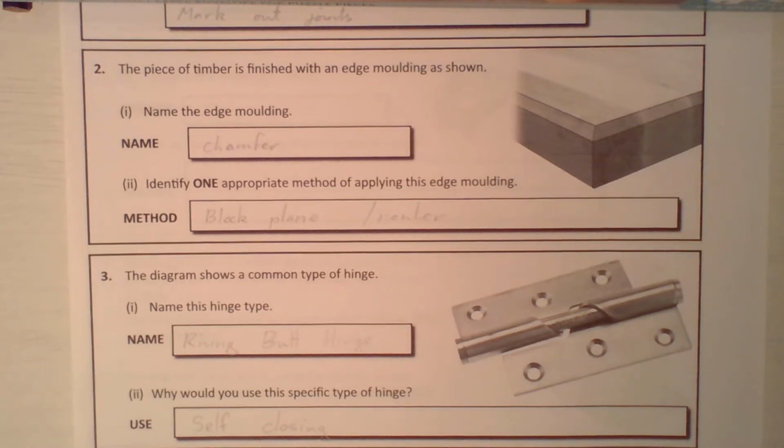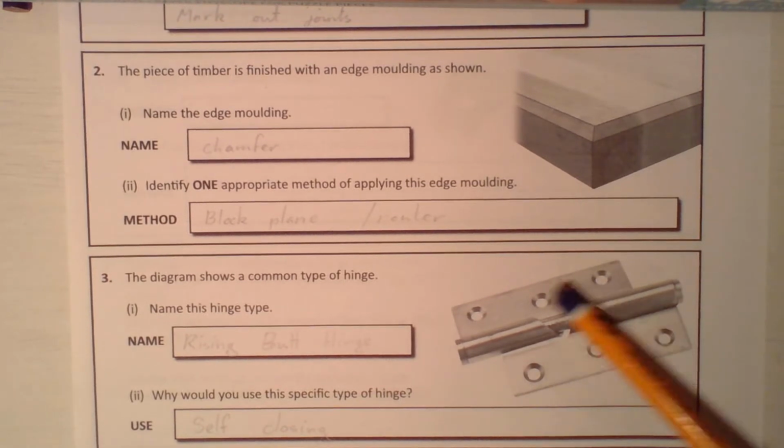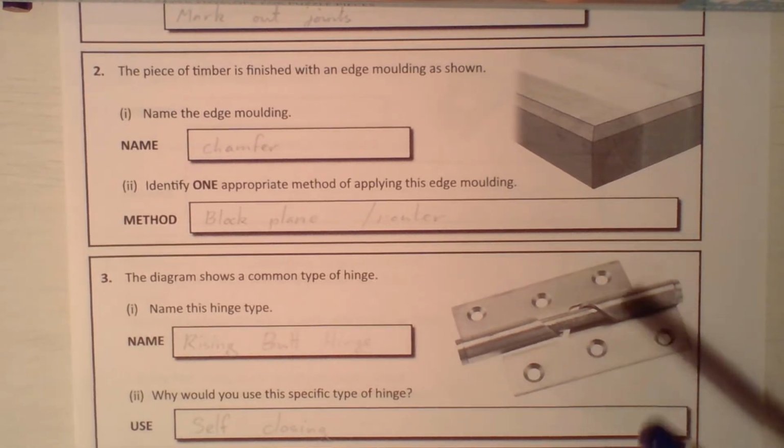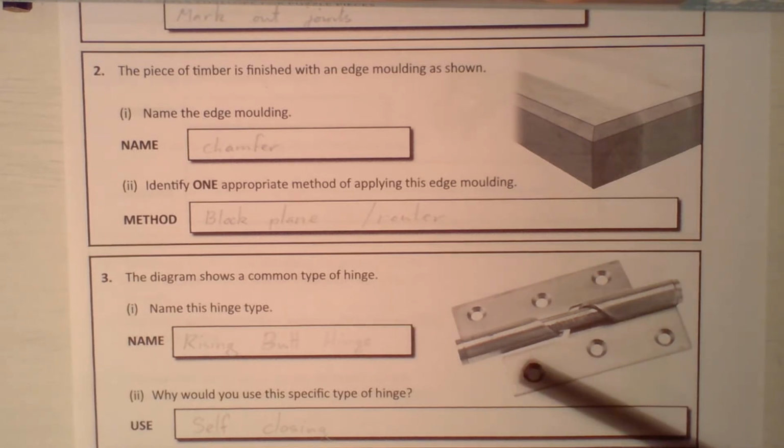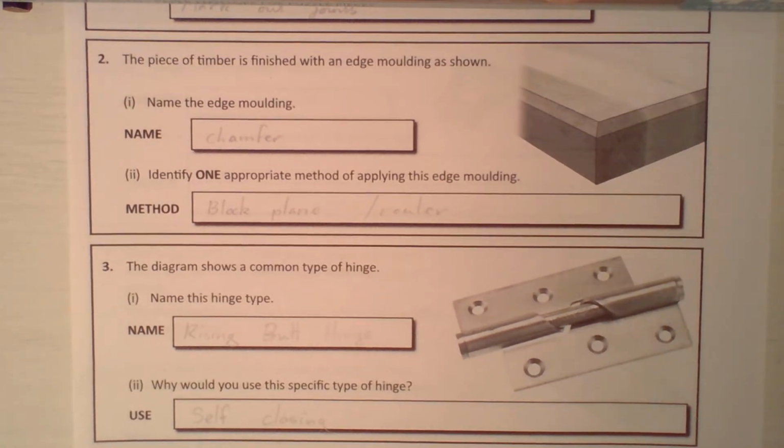Question 3. Name the hinge type. That's what we call a rising butt hinge. Why would we use the specific type of hinge? It's a self-closing mechanism of doors.